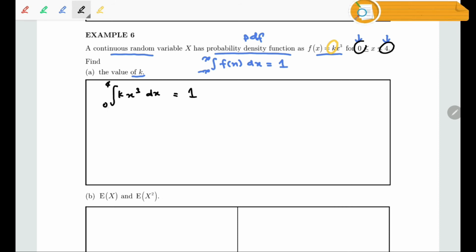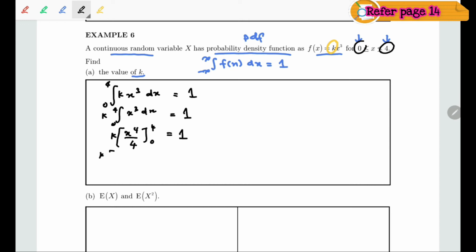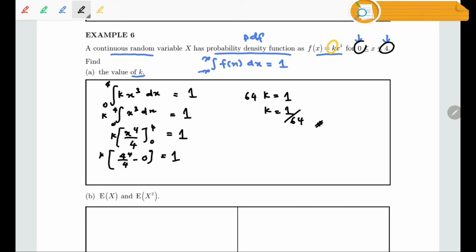Since we have k as a coefficient, we can take out the k. So we integrate x cubed dx from 0 until 4, equals 1. Integrating x cubed gives x power 4 over 4, with the k outside, and the limit from 0 until 4 equals 1. Then we substitute the limit: 4 power of 4 over 4 minus 0. Inside the bracket that gives 64. So we get 64k equals 1, so k is 1 over 64. Okay, that is part A.